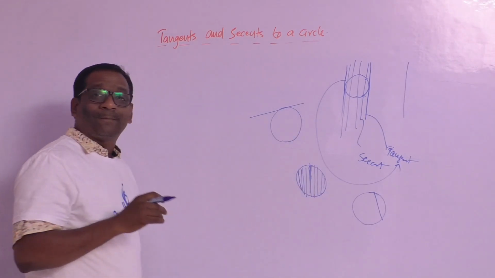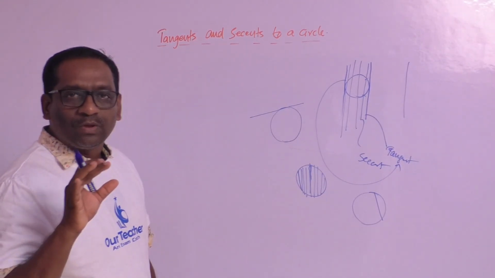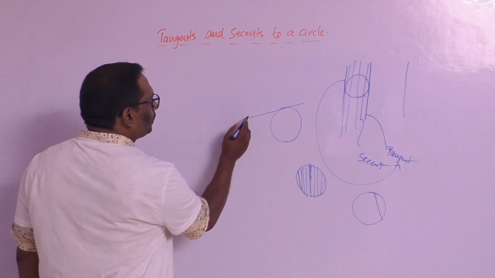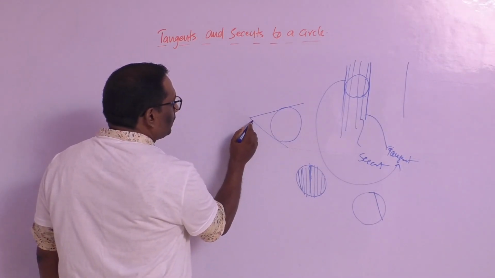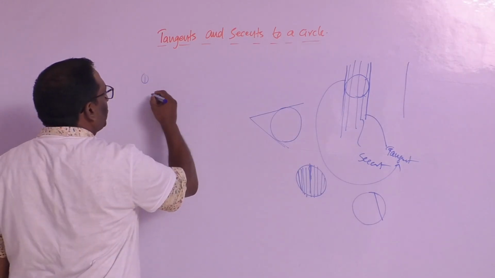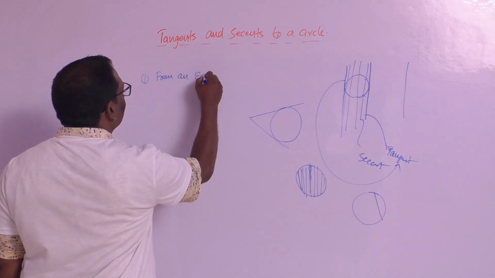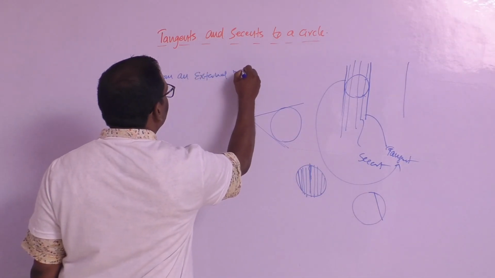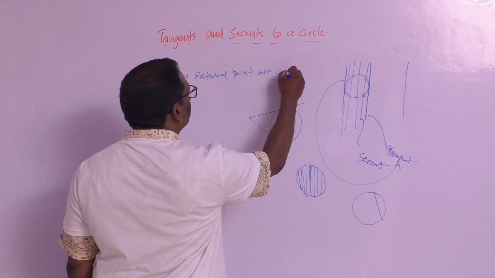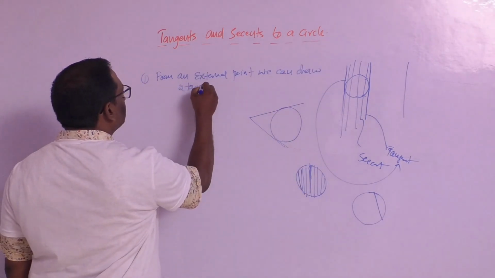So now, from an external point to the circle, we can draw 2 tangents. See, this is one tangent and this is the other tangent. So in this one, the first point is: from an external point we can draw 2 tangents.